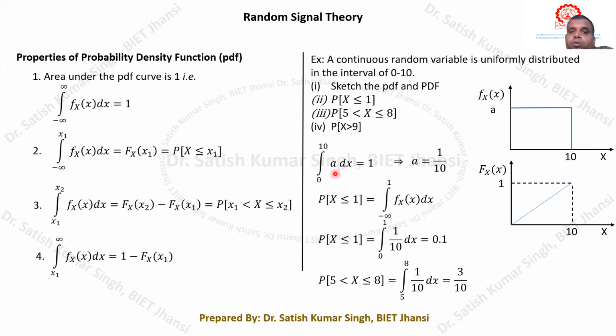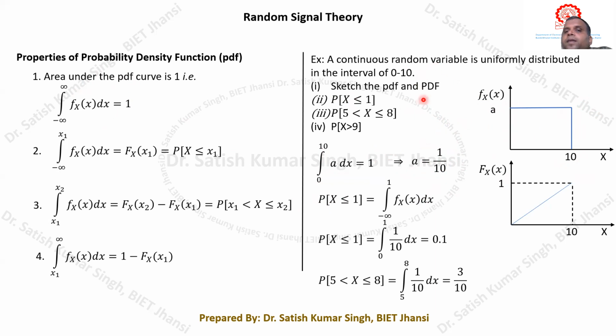Or you can do this integration because this a is defined for 0 to 10. So this integration will be done in this range of 0 to 10. So the integral from 0 to 10 of a dx, you will be getting this probability equal to 1. So you are going to get a equals 1 by 10. This way we calculate this value of a. Once we have calculated the value of a equals 1 by 10, we can sketch the PDF. So this is our PDF, and here the value is 1 by 10.